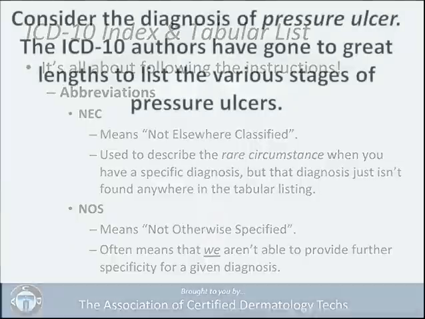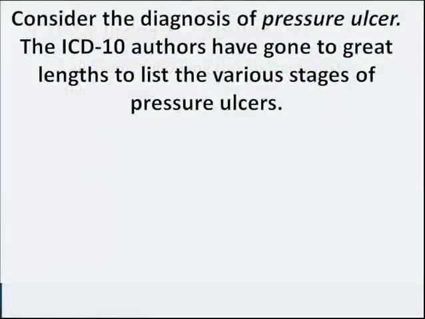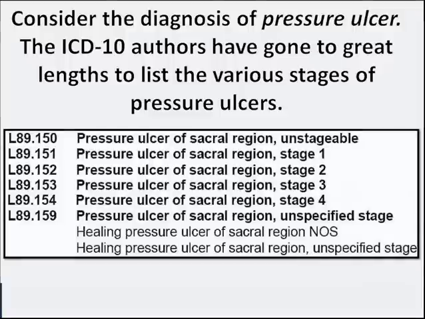For example, consider the diagnosis of pressure ulcer. This is one of the categories in which ICD-10 authors have gone to great lengths to list all of the various stages of the diagnosis. So here we have all of these options, with unstageable meaning that you simply can't stage it because it's bandaged or the overlying eschar is too thick. In other words, circumstances beyond your control.